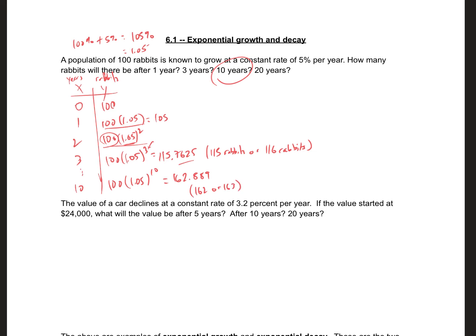And the same thing for 20. So I would basically type in 100 times 1.05 to the 20th. That gives me 265.329, which would round down and truncate to 265 rabbits. So the relationship here was that the number of rabbits was the initial number of rabbits, 100, times 1.05, that's the percentage growth added to the 100%, changed to a decimal, to the x.